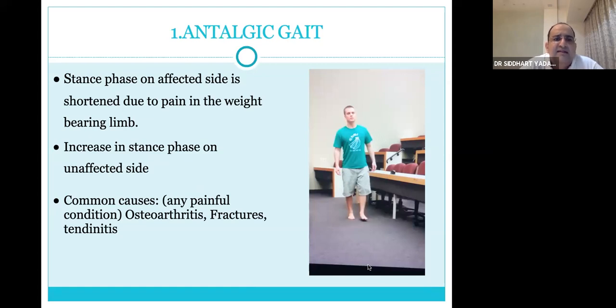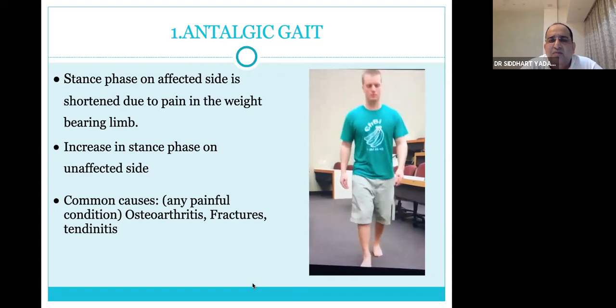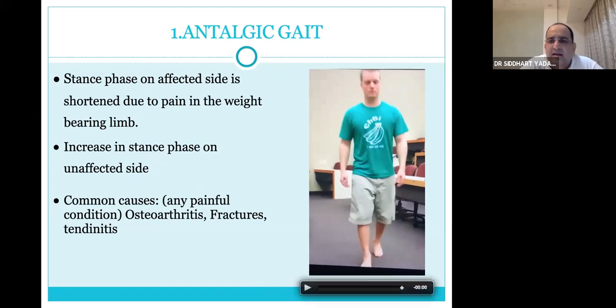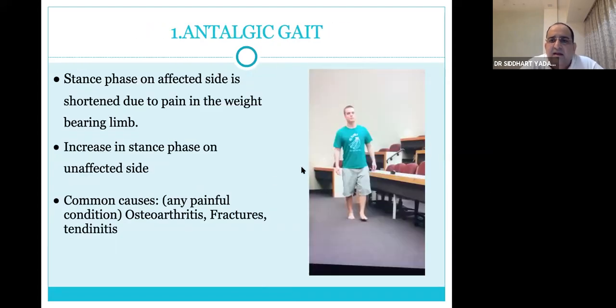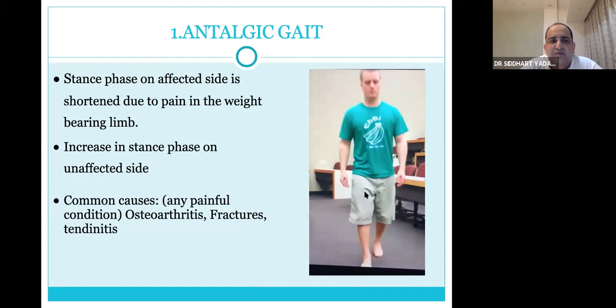So, increase in stance phase on the affected side. See how in the video, the person has an antalgic gait due to the pain. On the affected side, his stance phase time is reduced, which is seen in any painful condition of the lower limb. So antalgic gait is the common one.